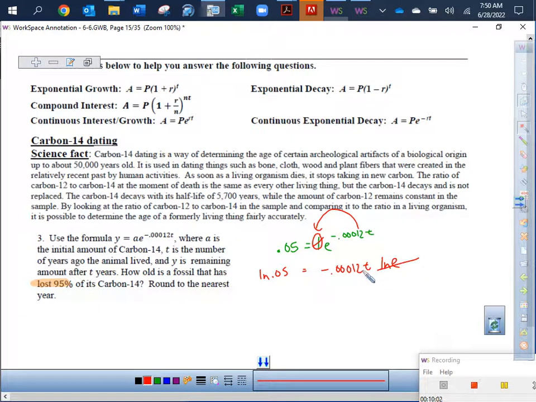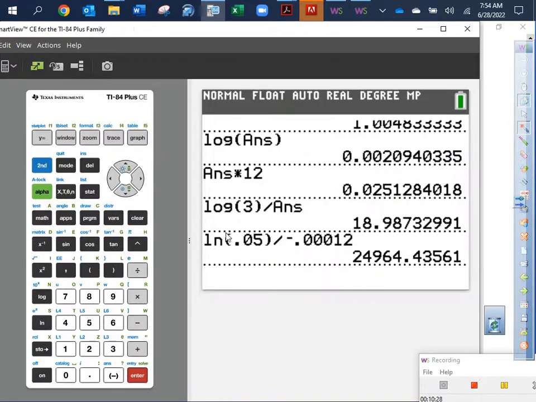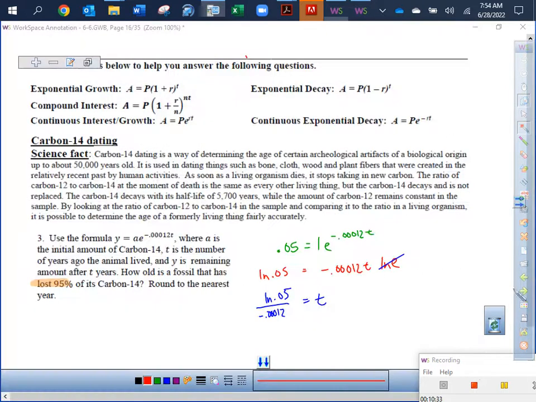To solve for t, all that's going on now that he's down on the normal level is this times negative 0.00012. I'm going to divide both sides by that, and then we'll just punch that in. The natural log of 0.05, close that parenthesis, divided by negative 0.00012. They say round to the nearest year in this problem, so don't be afraid that you get a really big number, because they're talking about fossils, and yes, fossils can be very, very old. So that was about 24,964 years old. Whew, that was a very weird problem.